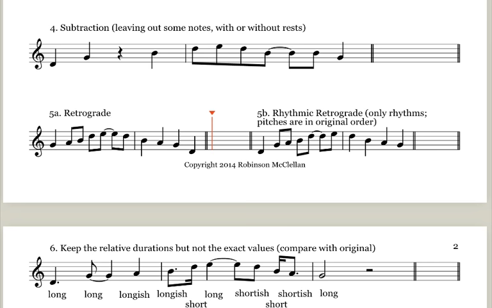One thing that it has in common, obviously, is the same contour, a rising up and then a falling down. Now, there's another way we can do retrograde, which is to only retrograde the rhythms. In other words, we put the rhythms in reverse, but we keep the original pitches in their same order. So this is getting a little more fancy, right? But it's still a pretty simple concept.